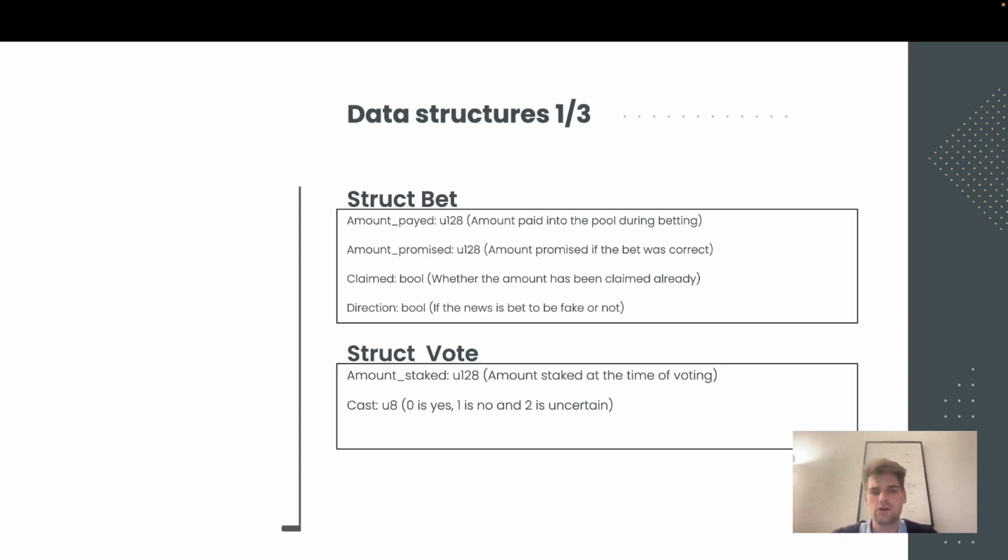Furthermore, there's the vote struct. This stores how much money the voter had staked at the moment of voting. Staking is important here because it locks the tokens to an account, and we can't have people sending around the tokens and double voting and as such attacking the platform. Furthermore, we store the cast, so what they thought is the right answer. 0 is yes, 1 is no, and 2 is uncertain, because that can happen.